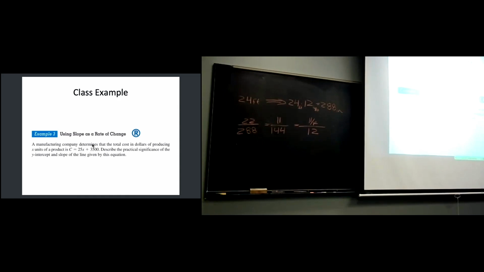So 25 represents the change in cost for every unit of product added. Does that make sense?